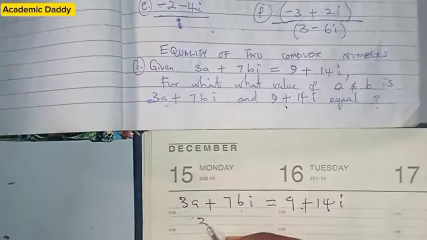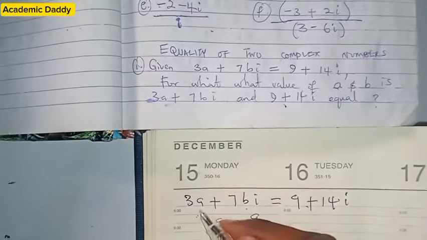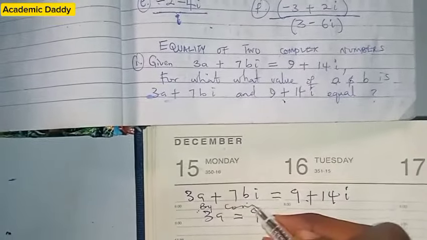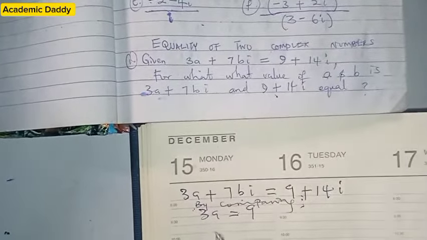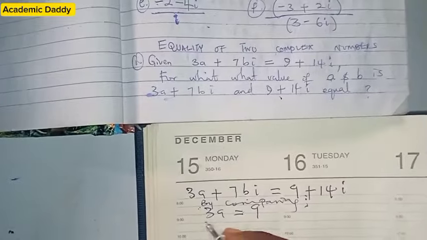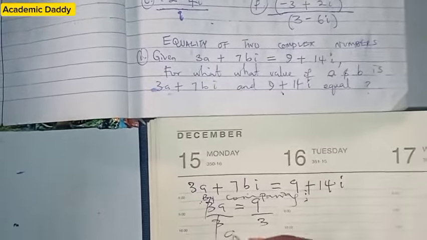So I'll simply say 3a is equal to 9. That's by comparing the real and the imaginary parts. So by comparing, 3a equals 9, which means divide both sides by 3 to get a. So this will cancel this, and a equals 3.